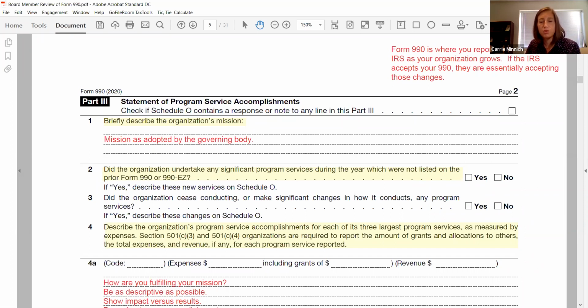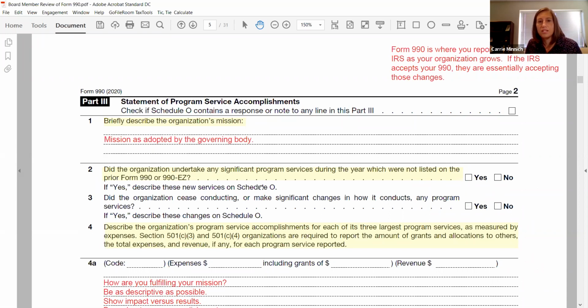And if that does need to be changed, we need to notify the IRS of that. So that's in the next question, which talks about undertaking any significant programs during the year which were not listed on the prior Form 990. That kind of goes along with this. So maybe your mission has changed a bit and you've added programs or you've changed your programs. If you've done that, you need to make sure that you notify the IRS of these changes, because the Form 990 is where you're reporting these changes to the IRS as your organization grows and changes.